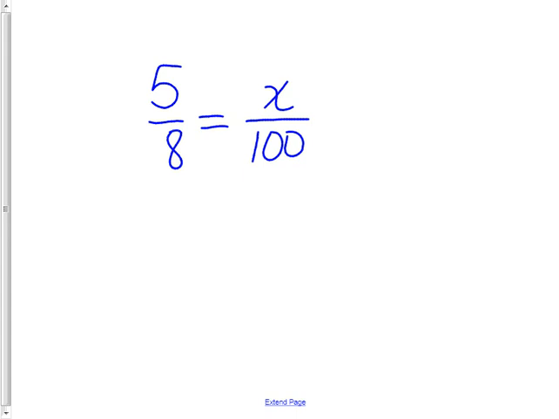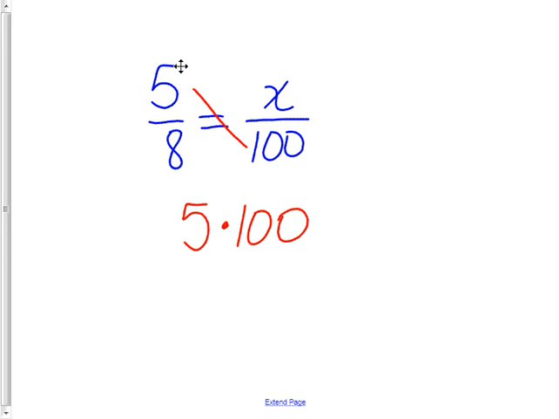And this will even work for ones where it may not seem to work. This one doesn't look like it's going to work because we can't do 8 times anything and get 100. However, it will work if we think about it in terms of cross products. So think about what our missing number is. What is 5 out of 8 is equal to what out of 100? If I use cross products, I'm going to do 5 times 100.